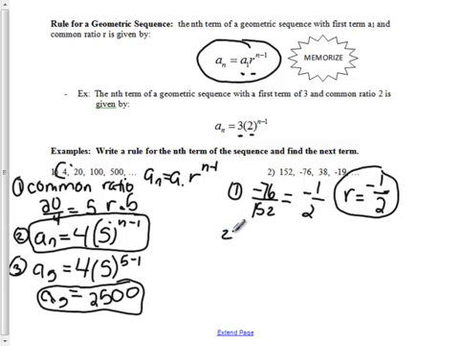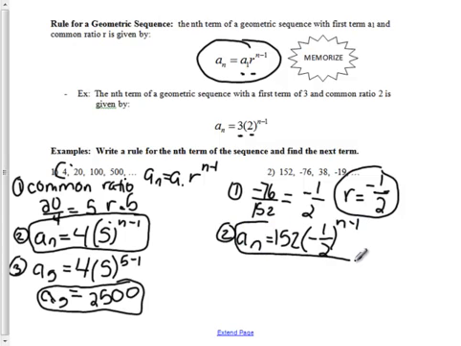Plug it back into the formula. A sub n, our first term, is 152. Then I like to use parentheses, so I make sure that the negative is raised as well, because sometimes if it's an even exponent, the negative will cancel. So don't forget to keep the negative. Then we do it to the n minus 1. This would be our rule. So it's given the first term, find the common ratio, plug it in.